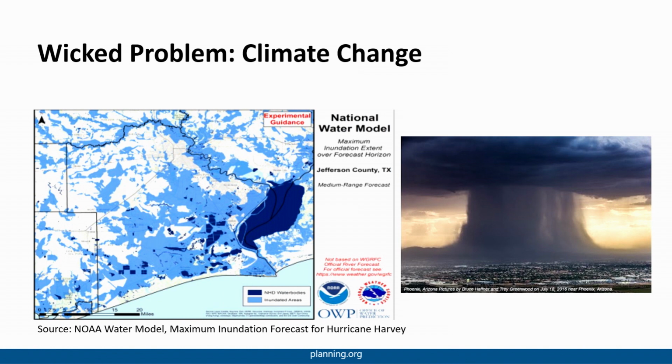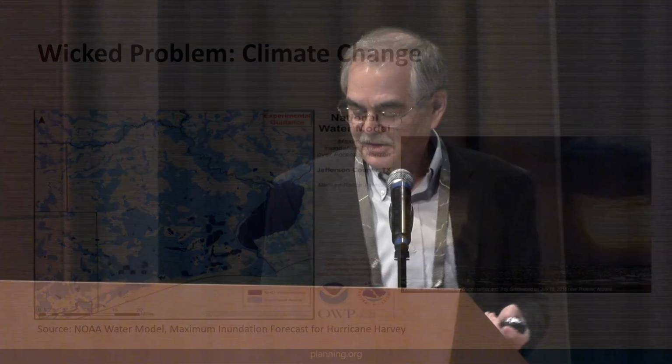And just another image over here. Anyone know what that image on my left is? It's a new weather phenomenon. It's not a nuclear bomb. It's called a rain bomb, exactly what it sounds like, an intense downpour of precipitation. And that image is taken over Phoenix, Arizona, of all places.